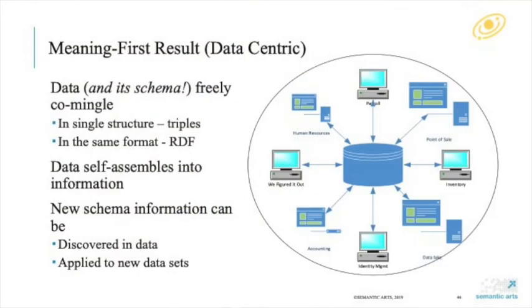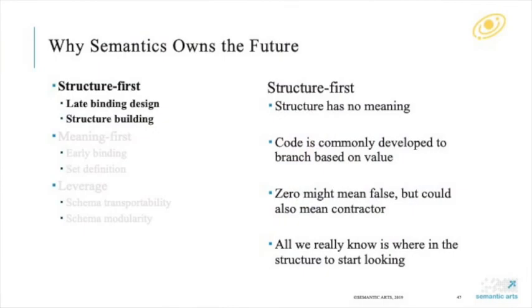So there we go. We have our data-centric result, and data self-assembles. There should be angels singing right now or something, right? So why does semantics own the future? If we look at structure first, there's no meaning in it. Code has to be developed to figure out, does this one have this characteristic? No, then move on. Does that one have this characteristic? No. Or you can say, give me the set of the ones that have that characteristic. Bam, it's already done. You don't need to do that kind of conditional logic going through it.